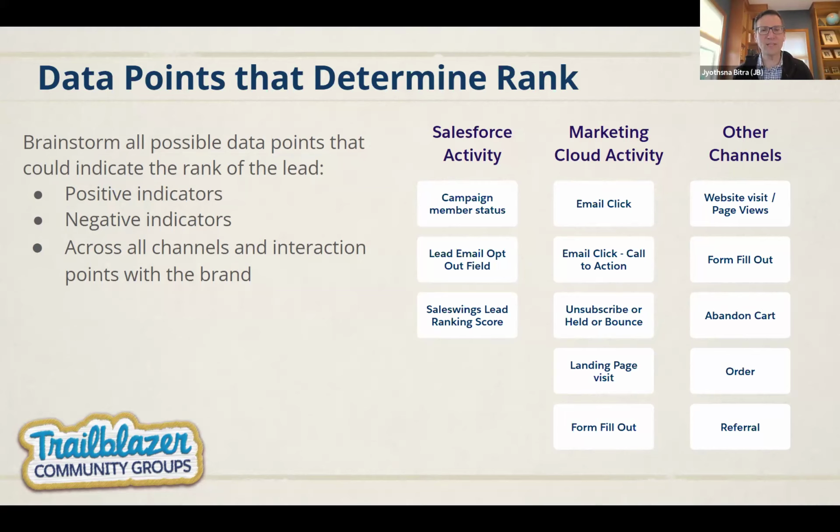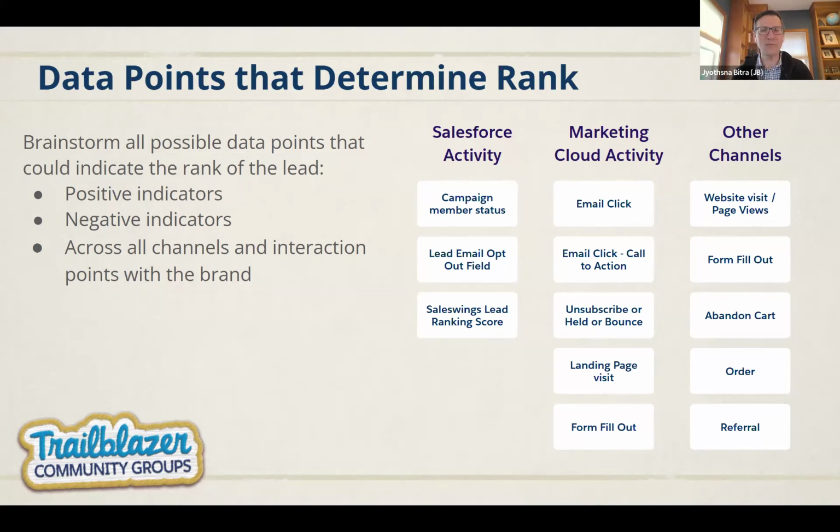On the Salesforce activity side, you might have a lead in an active campaign. The example we're using today is somebody in a campaign to get them to attend a webinar. Depending on that campaign member status, that could determine their intent or their rank. Things like whether they've opted out of email communication could influence different things. And you could also bring in a third-party ranking solution like SalesWings.